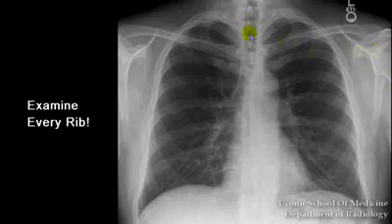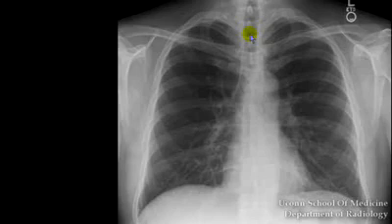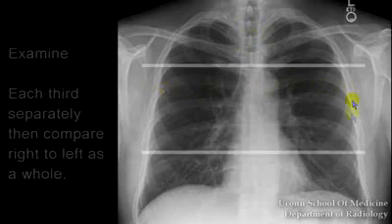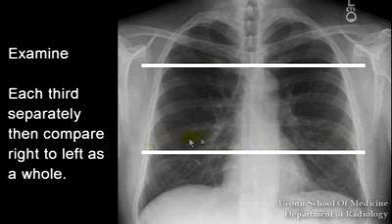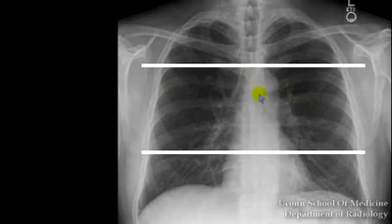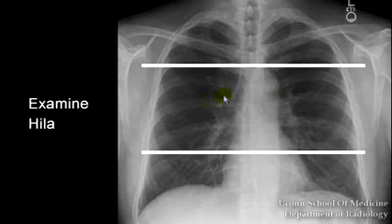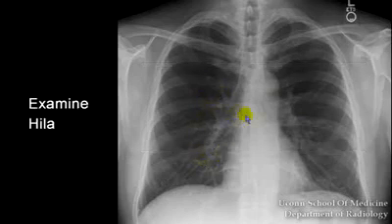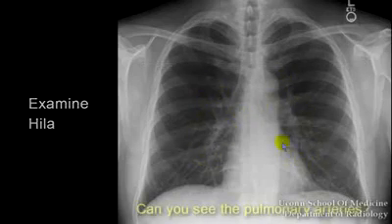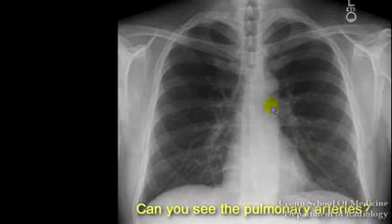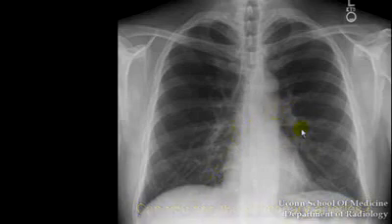Once these structures have been examined, proceed to the lungs and the mediastinum. Break down the lungs into horizontal thirds so that it's easier for your eyes to focus on individual sections. Examine each third for abnormalities. Examine the hilar structures and pulmonary vasculature. Do the pulmonary arteries look normal? Are enlarged lymph nodes visible?